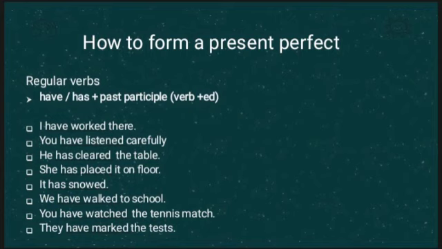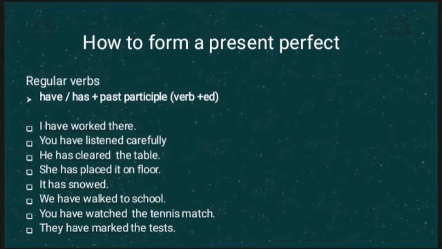Let's have a look at the regular verbs. For the regular verbs, we use the auxiliary verb to have and the past participle. You can make the past participle by adding ed to the infinitive form of the verb.